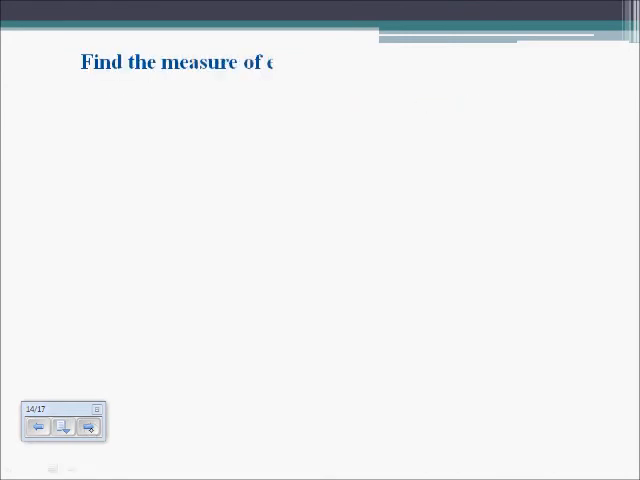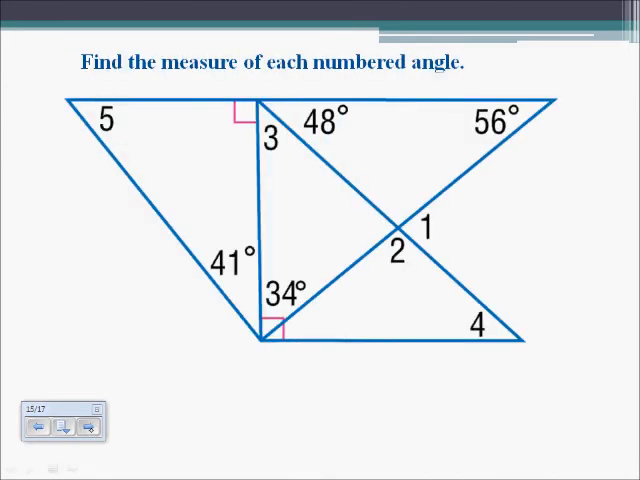Alright, next problem. Find the measure of each numbered angle. And this will be a problem similar to the one that we have on our test. Given the information that we have, we need to solve this figure for the missing angles. The first thing that we want to do is find an angle that we can actually solve for, given the information currently.